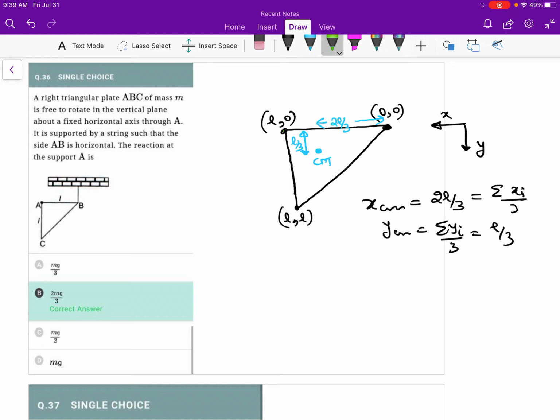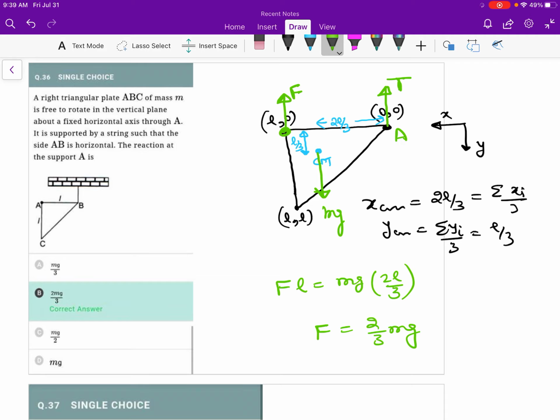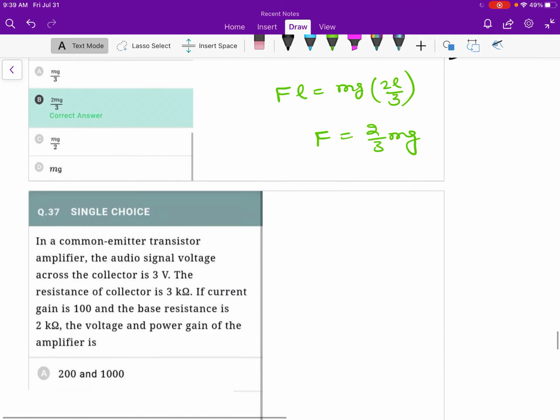Okay, so when we draw the free body diagram, here mg is acting at center of mass, mg is acting here, tension force is acting, and the reaction from the hinge is acting in this direction. Now let's write down torque about A. So balancing torque about A, F into L equals mg into the perpendicular distance from A of the line of action of mg, which is 2L by 3. So F is 2 by 3 mg. So reaction at the hinge is 2 by 3 mg.